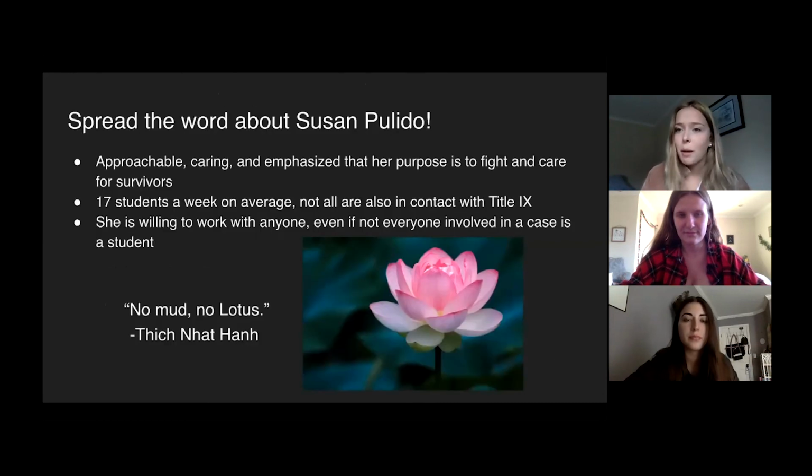We actually got the opportunity to meet with Susan, and she was super awesome. She was so approachable, caring, and just emphasized that she was there to work and fight for the survivors. She meets with 17 students a week on average, and she's willing to work with absolutely anyone. And she was just an inspiration to us because she told us that her symbol was a lotus flower, because without the mud in life, a beautiful lotus cannot come out of it.